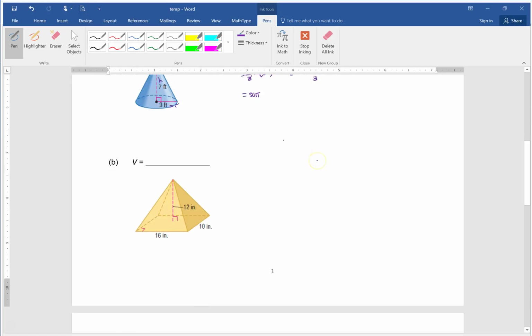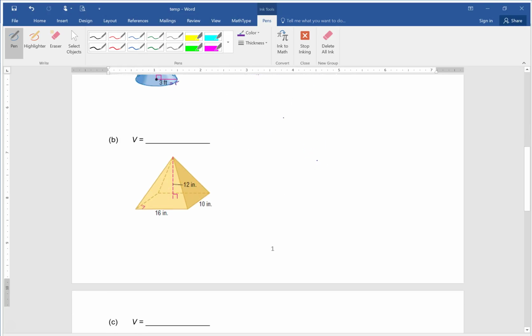Okay. Here we have a pyramid. We need to find the area of the base. The base is a square. It's a rectangle. So the area is 16 times 10, 160. Now, the volume of the pyramid is 1/3 base times height, which means it's 1/3 times 160 times 12. Okay? And how much would that be?